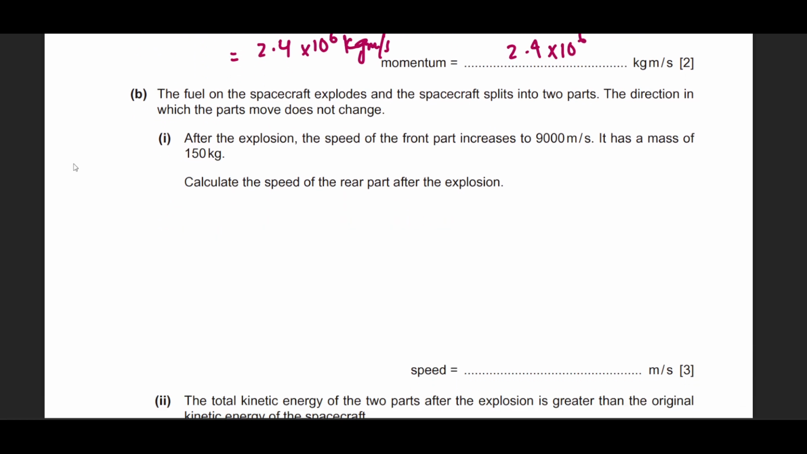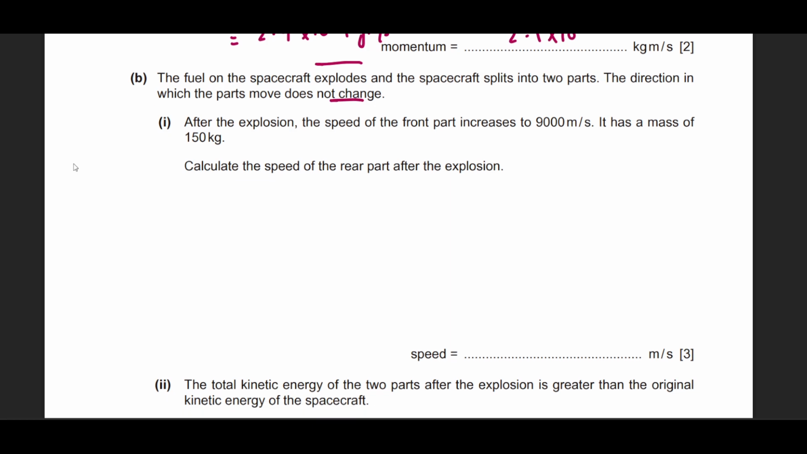The fuel on the spacecraft explodes and the spacecraft splits into two parts. The direction the parts are moving does not change, which means that if the spacecraft was like this, let's say that they are two parts, there has been a small explosion, let's say at this point, but they're still moving in the same direction. So they are separated, but they're still moving in the same direction. That tells you the direction of velocity that they're still moving in.